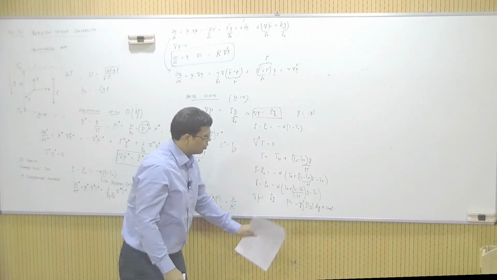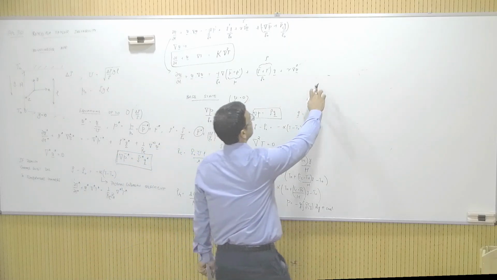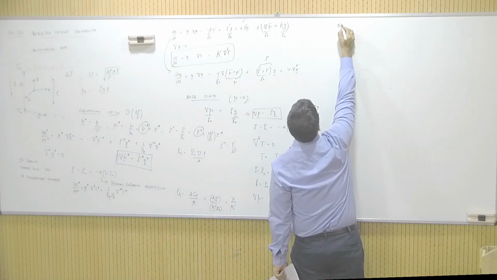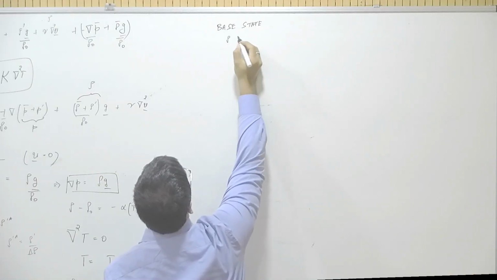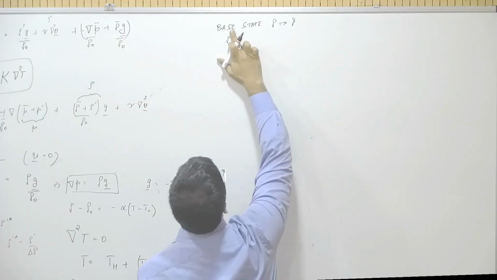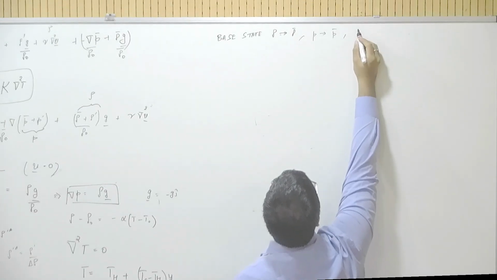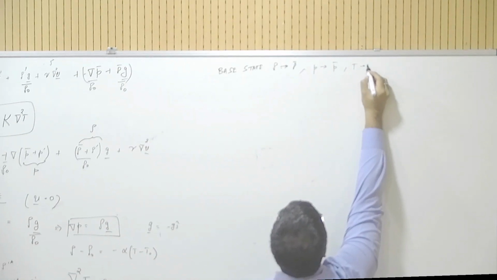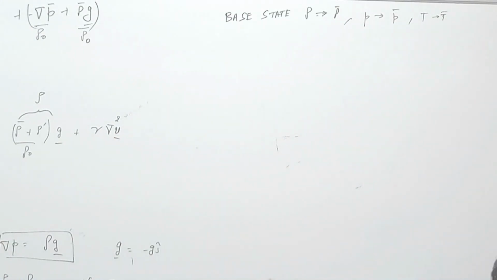Okay, so this is what you have to do for evaluating the pressure, and what we are going to denote as the base state. For this problem, we will write base state rho as rho bar, base state p as p bar, and base state T as T bar. Okay, instead of subscript naught, I'm going to put an over bar just to avoid confusion with your scales that we have used.